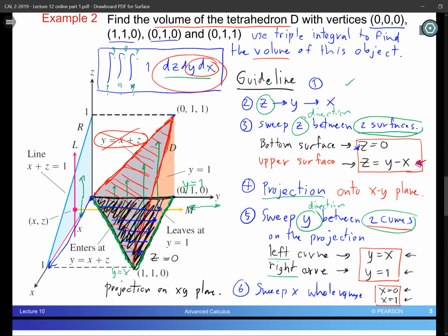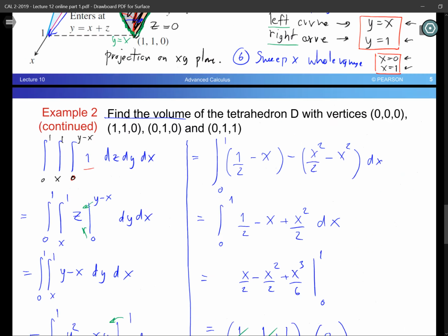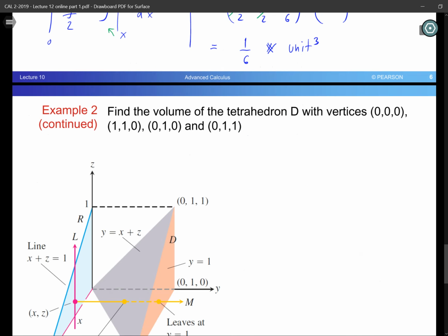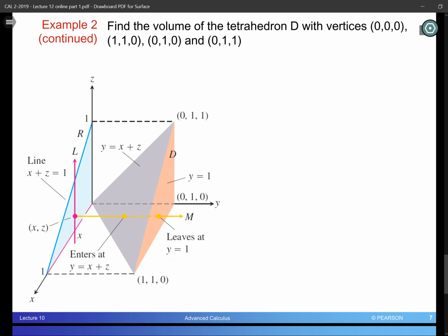Okay, let's take a look here, and we are going to try a different order of integration. So we did dz, dy, and dx. Let's try another one to see the difference of what's going to happen when you change the order. Alright, so let's try dy, dz, dx.